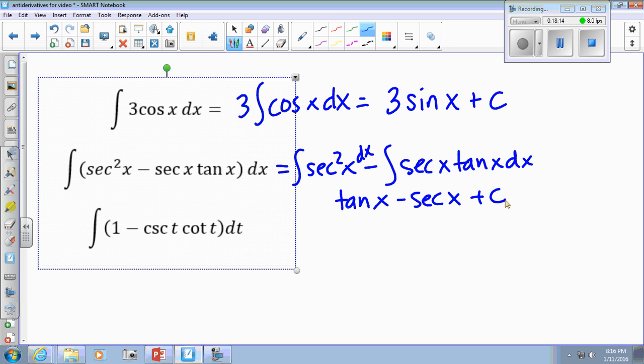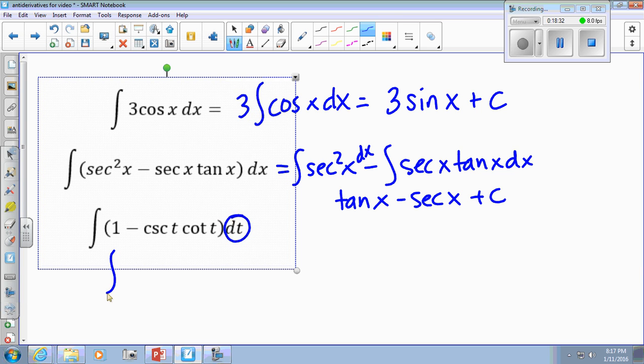Okay, now in this last one, I want you to pay very close attention to the variable. This does not say dx. This does not say with respect to x. This is a dt. So when we integrate, we are not going to use x for the variable. We're going to use t.